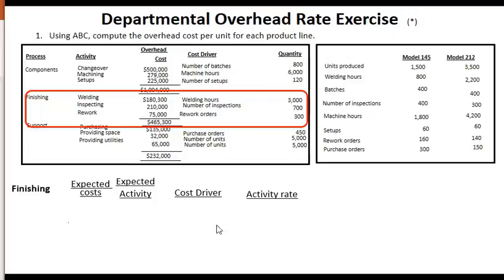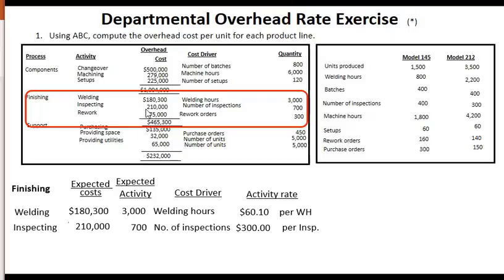Now we're going to go through the same process again, but we're going to do it for finishing. And again, for finishing, we take a look at welding. It's $180,300. That's our expected cost. We're going to use our cost driver being welding hours, and our expected activity is going to be 3,000 hours. So we take the $180,300 divided by 3,000 hours, and our activity rate is going to be $60.10 per welding hour.